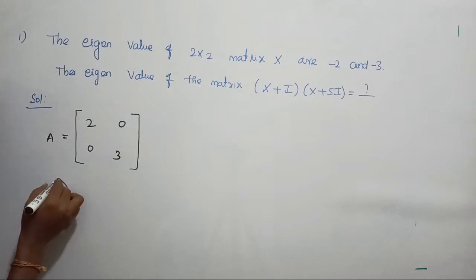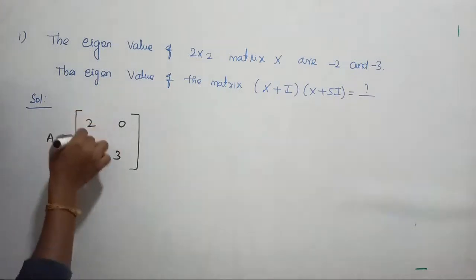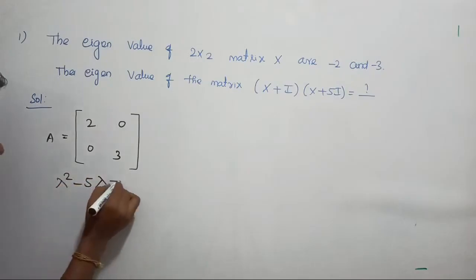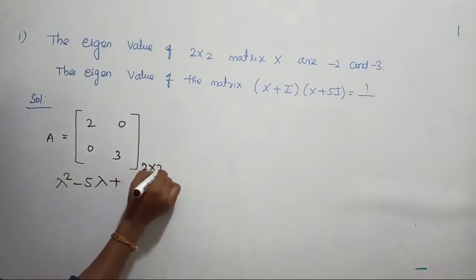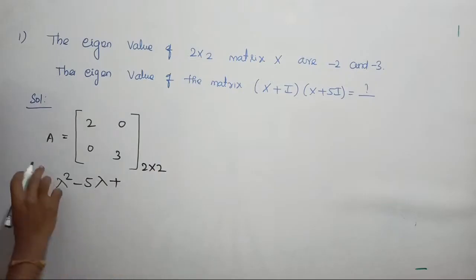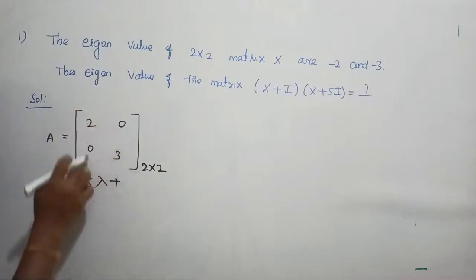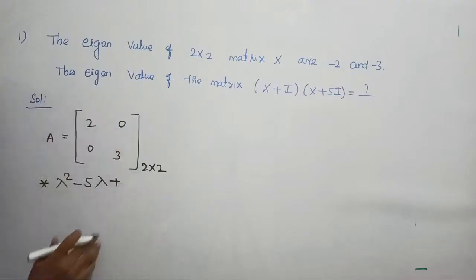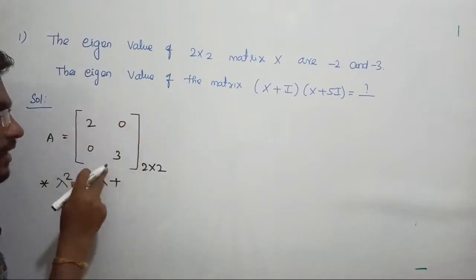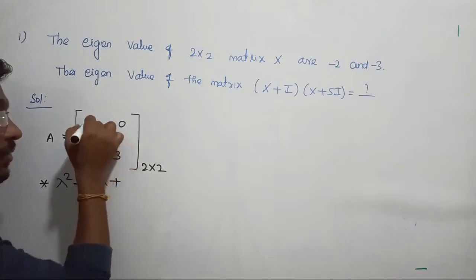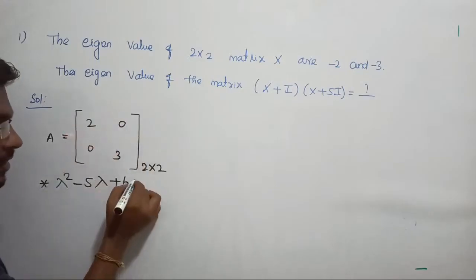What is this? Lambda square minus sum of eigenvalues, 2 plus 3 will become 5, into lambda plus... Because it is a 2 cross 2 matrix, in order to find out the eigenvalue, first we have to write down the characteristic equation. So that is lambda square minus a times of lambda, where a is the sum of eigenvalues, that is the trace of the matrix. Diagonal irukka value add pannina you are getting the sum of diagonal, plus determinant of the matrix. 2 into 3 will be 6, equal to 0.